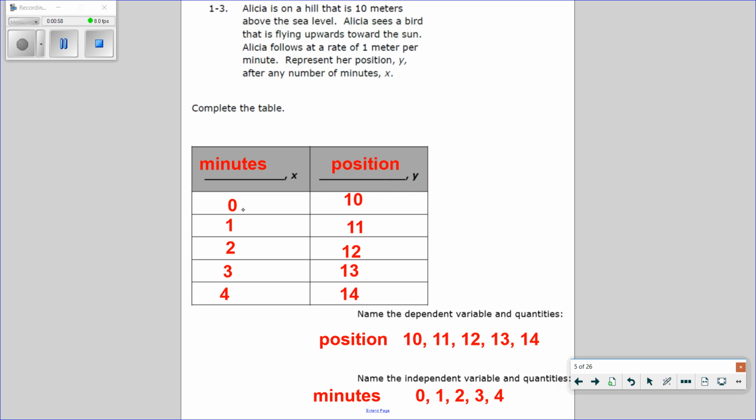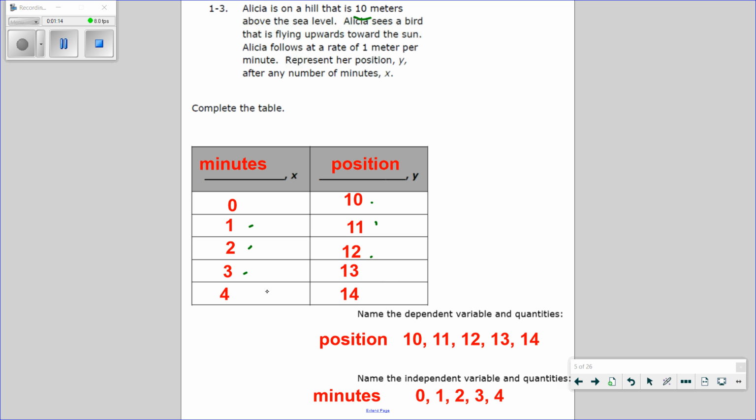So after 0 minutes, she's where? 10 meters. After 1 minute, she follows 1 meter per minute, so she's at 11. 2 minutes, she follows another 1 meter, so she's at 12, and so on and so on.